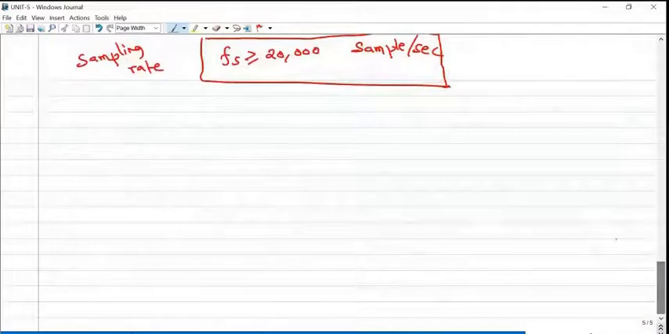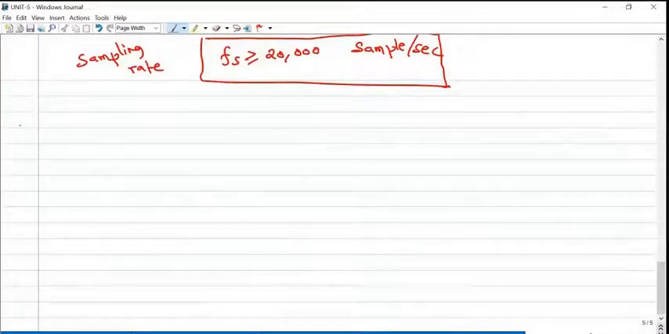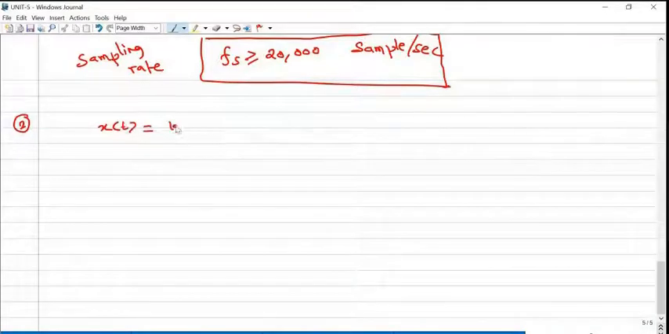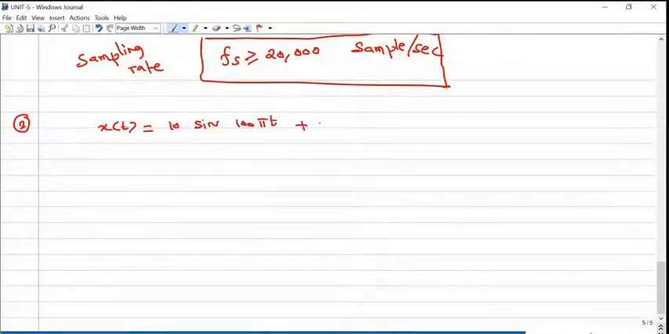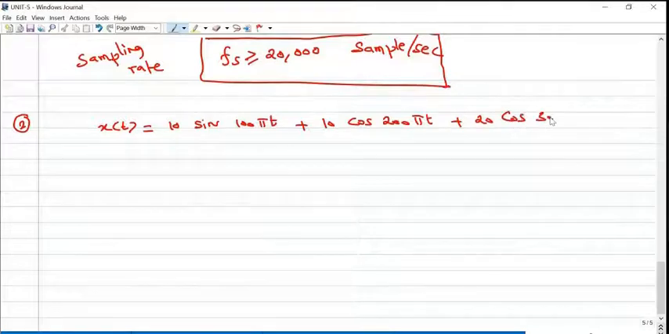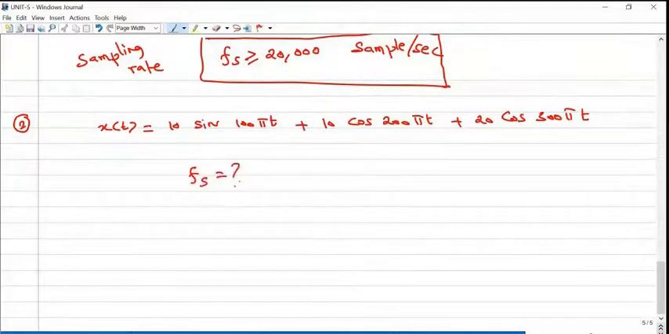A basic problem it is. Example 2. x of t equals 10 sine of 100 pi t plus 10 cos of 200 pi t plus 20 cos of 300 pi t. Now tell me, what is the sampling frequency so that we can recover the original information back without any loss? In this case, how do we solve the problem?